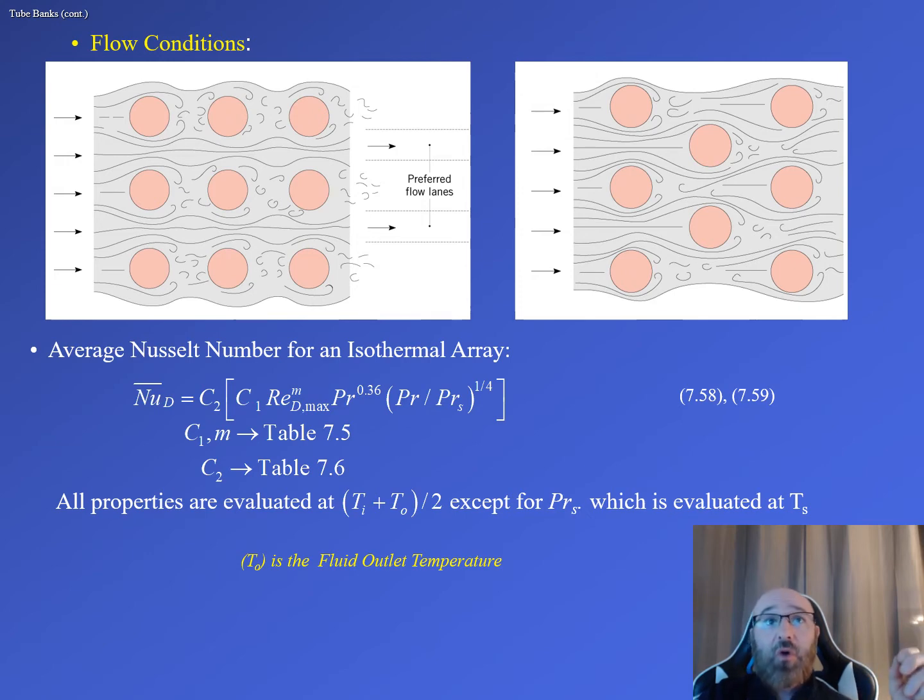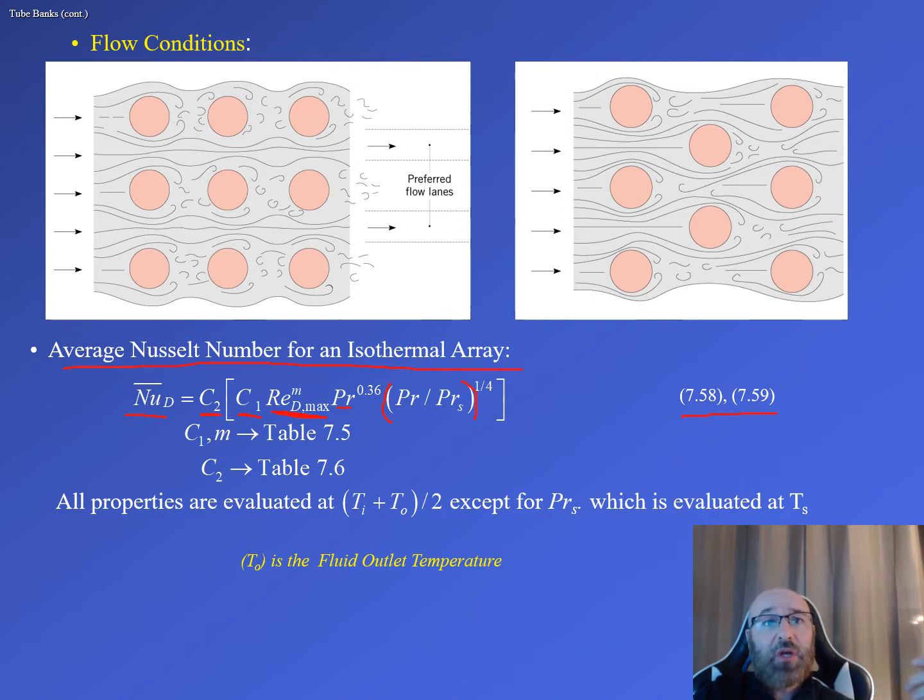So we do have a correlation that we can see down here in our equations 7.58 and 7.59 for our average Nusselt number for an isothermal array. So we come down to this equation here, and we can see that our average Nusselt number is going to be equal to this variable C2 times, in parentheses here, our C1 times our Reynolds number for this relationship, times our Pr to the 0.36, times now our Pr over our Pr_s to the 1/4. Now the question here is, well, what do we put in for our C1 and our C2?